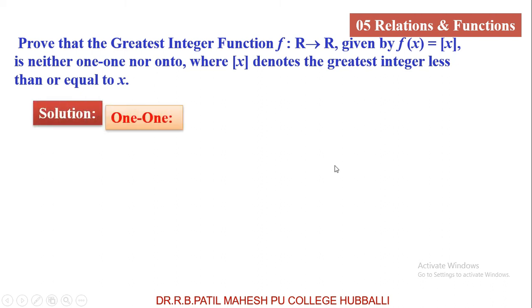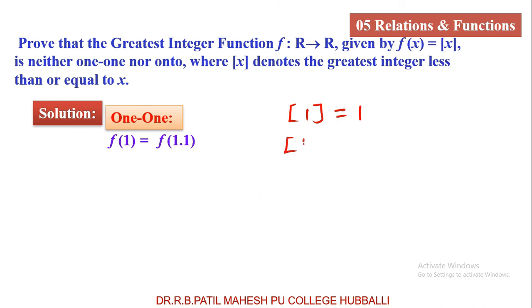Solution: one-one. f of 1 is equal to f of 1.1, which means the images of 1 and 1.1 are equal. Definitely, students, because the greatest integer function says the image of 1 here is 1 itself, because the greatest integer of 1 is the integer which is less than or equal to it. Here the integer which is equal to 1 is nothing but 1 itself.